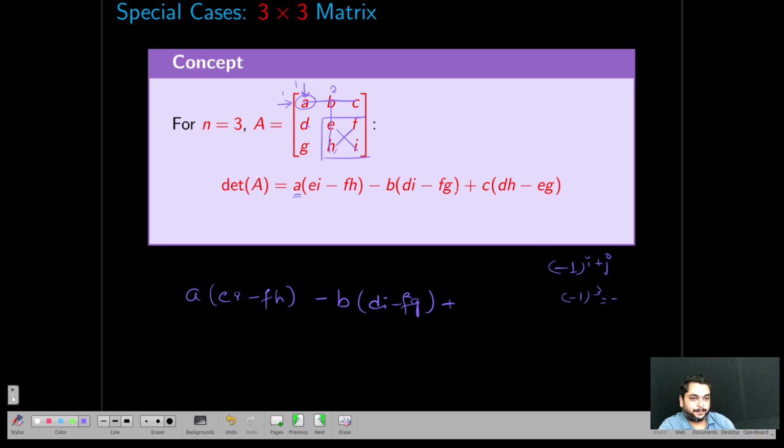Plus, next it will be this element. This element is 1 and 3, so it will be minus 1 power 4, a positive value. So the cofactor will be plus, into C, and then you ignore this row and column, and take only this submatrix: DH minus EG, into C. That is how you find the determinant of A. That is the determinant of A, whatever you found out.